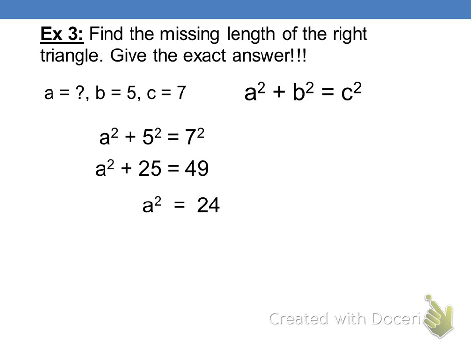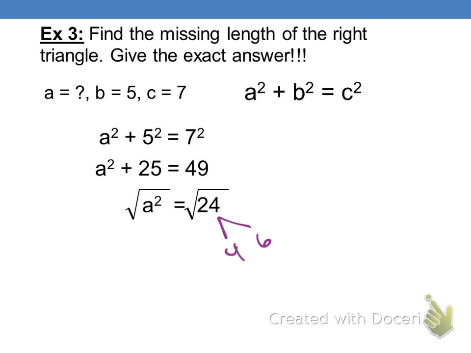It's 24. Then we get 4 times 6. I'm going to put it in square root. I'm going to take the square root of both sides. I need to do a tree.